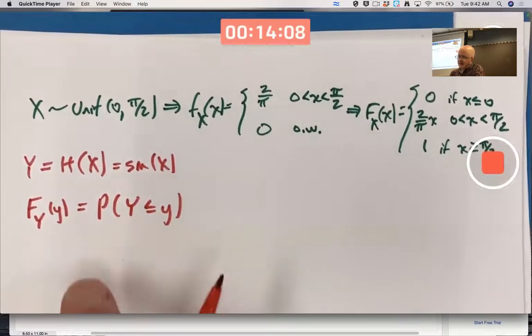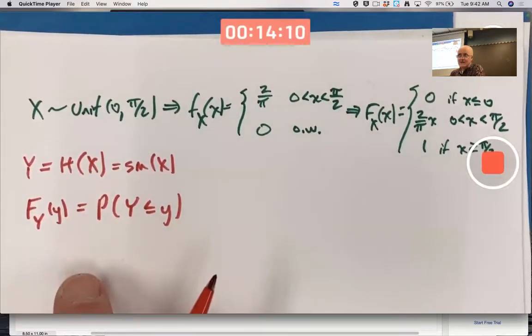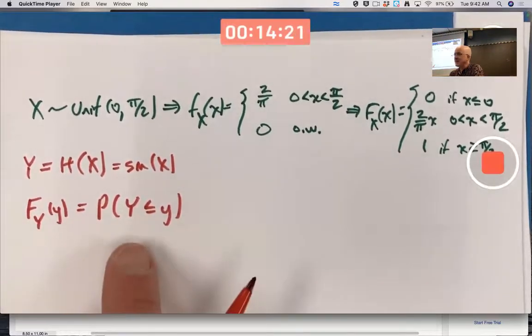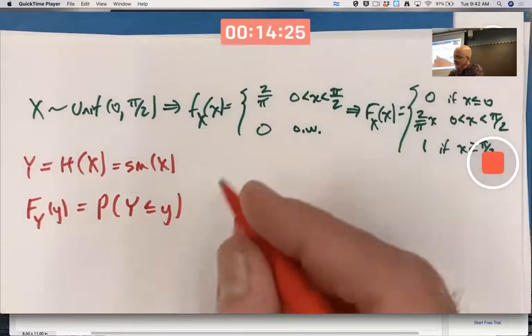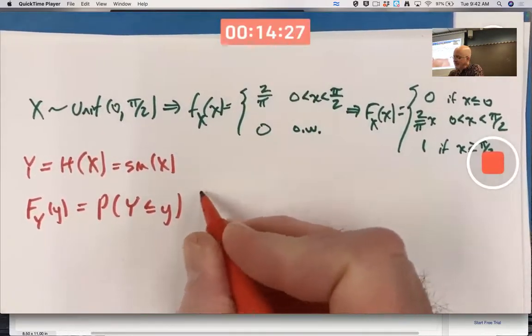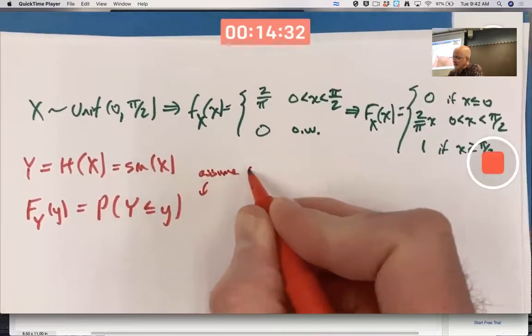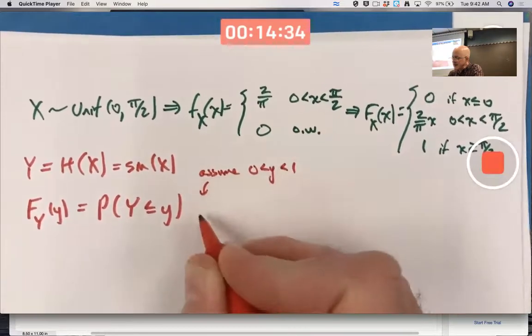And yeah, this will be 0 when y is negative and will be 1 when y is bigger than what? Pi over 2? Go ahead and say it. 1 when y is bigger than 1. So this is only something interesting when y is between 0 and 1. Assume y is between 0 and 1 to make it interesting.